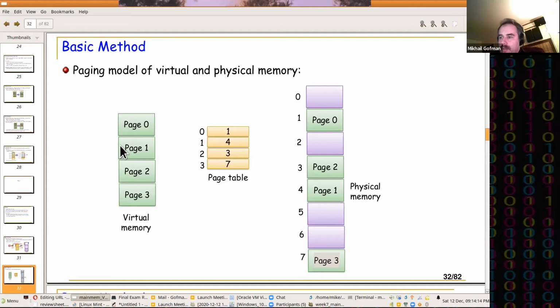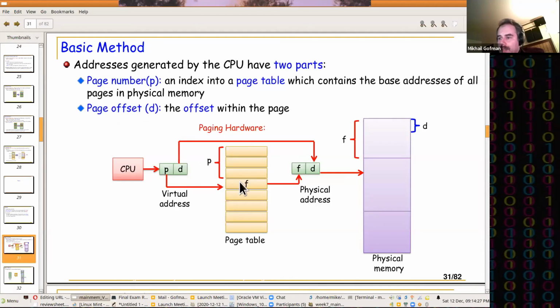Well, this address will be split into the page number, which will be page number 1, and an offset location, which is the offset within this page. So it will look like this. Okay, so we get the physical frame number from the page table that is associated with the page, and we then map it to the physical frame and then the offset.